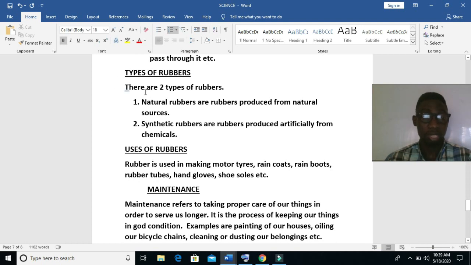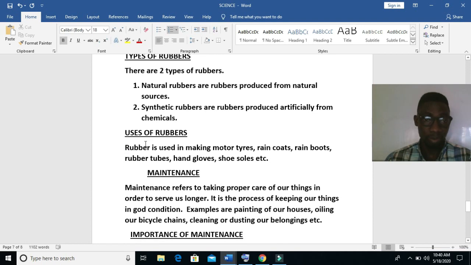Okay, types of rubbers. There are basically two types of rubbers as well. The first one is called the natural rubbers. These are rubbers produced from natural sources. I mean, things made by God, not man-made. And the second one is the synthetic rubbers. Synthetic rubbers are rubbers produced artificially from chemicals by man. Okay. Note the difference between these two types of rubbers.